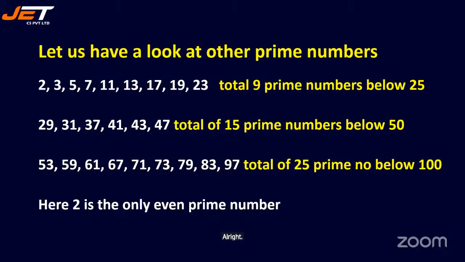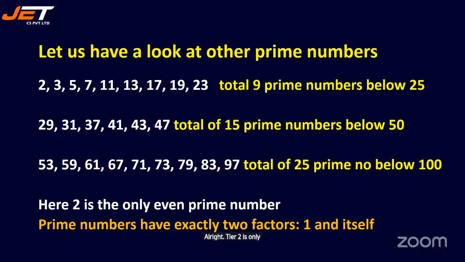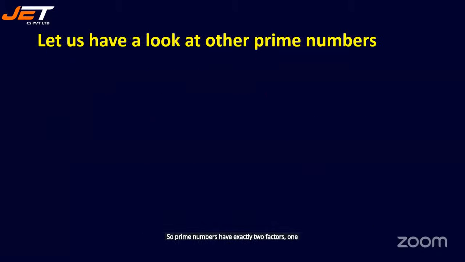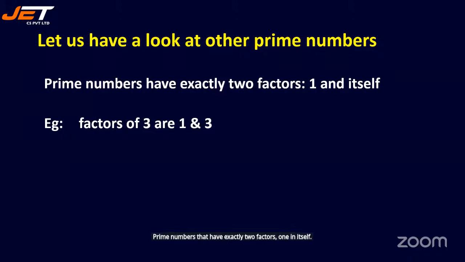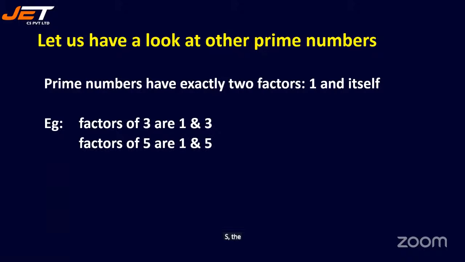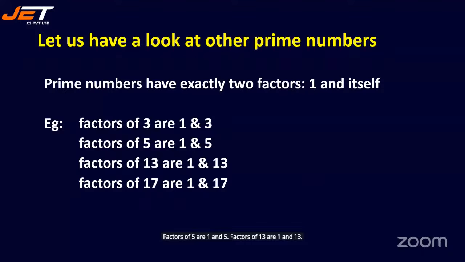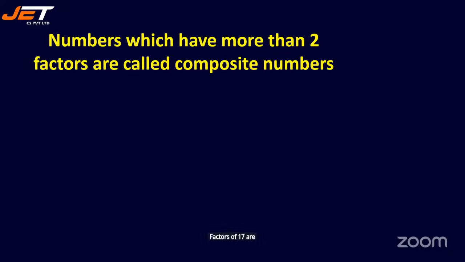Here 2 is the only even prime number. Prime numbers have exactly 2 factors, 1 and itself. Let us have a look at other prime numbers. Factors of 3 are 1 and 3. Factors of 5 are 1 and 5. Factors of 13 are 1 and 13. Factors of 17 are 1 and 17.